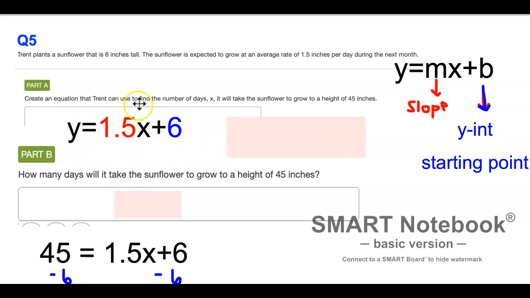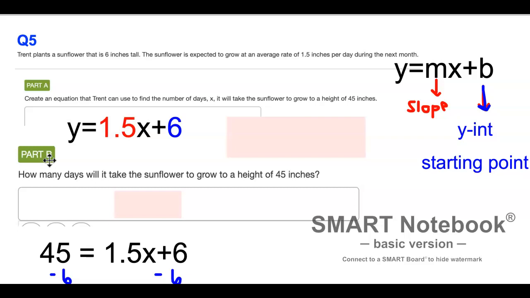Again, remember the number in front of the x, the number being multiplied by the x, is your slope, your rate of change, or in this case, the rate of growth. And the 6 is your starting value. The sunflower starts at a height of 6 inches tall. Once we have that equation written in part A, we're going to use it to answer part B.